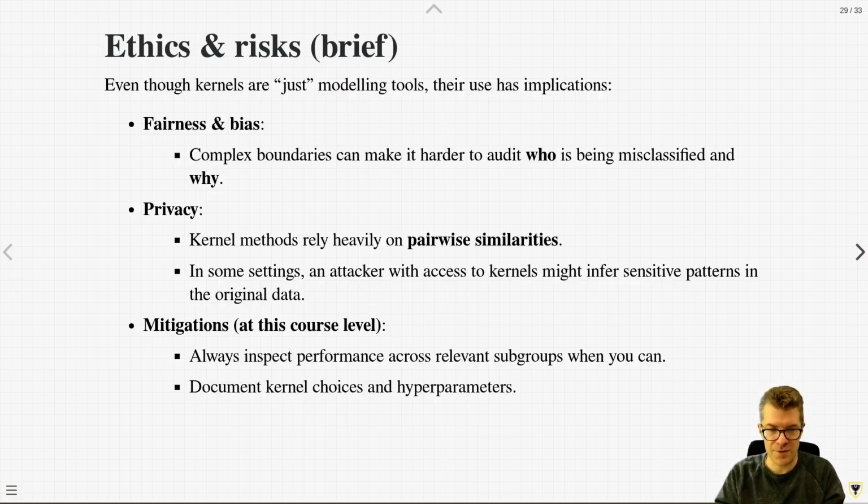Again, this is a subject for even other courses in responsible AI, but we'll keep on coming back to it. There are mitigations. Again, repeating ourselves, try to inspect performance across relevant subgroups whenever you can, and document kernel choices, like document everything, make sure you're using model cards, and so on.